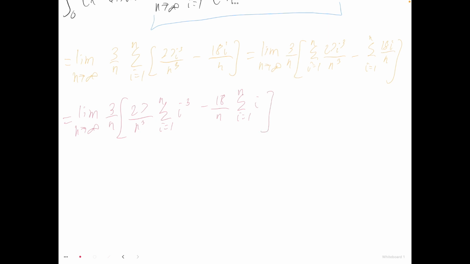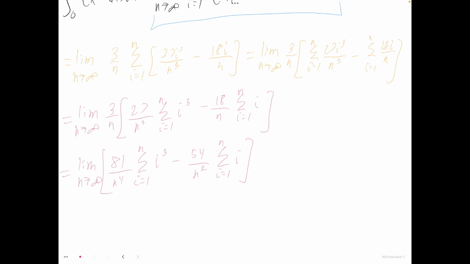So I'm just factoring things out. Next, I'm going to multiply the 3 over n in just to make things look a little bit nicer. So this is the limit as n goes to infinity of 81 over n to the 4th times the sum from i equals 1 to n of i cubed minus 54 over n squared times the sum from i equals 1 to n of i.